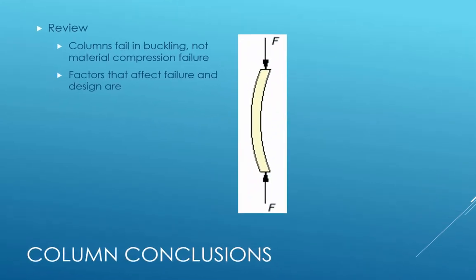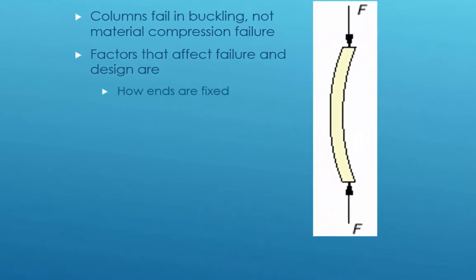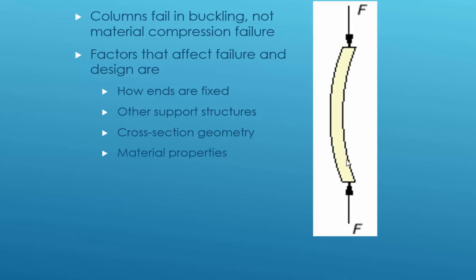Now, what are the factors that affect this failure? First off, how the ends are fixed. After that, are there any supporting structures that could stop this from bowing from side to side? What's the cross-section geometry like? Does it have that material pushed out to the side? What's its radius of gyration? What are the material properties? We need to cover yield strength. We need to cover the modulus of elasticity. If it's stiffer in terms of modulus of elasticity, then it's going to be less likely to bow out like this.